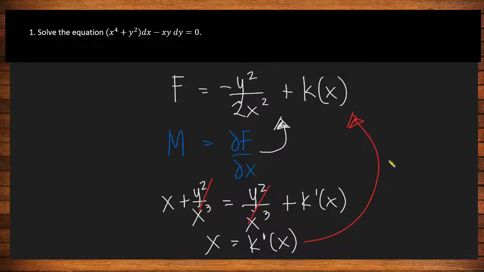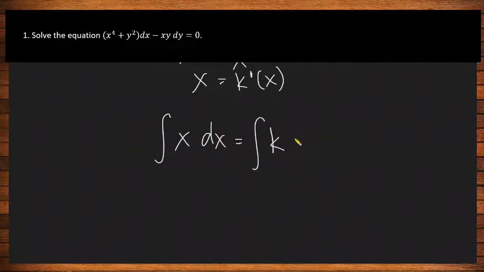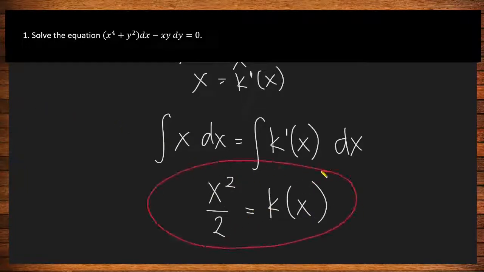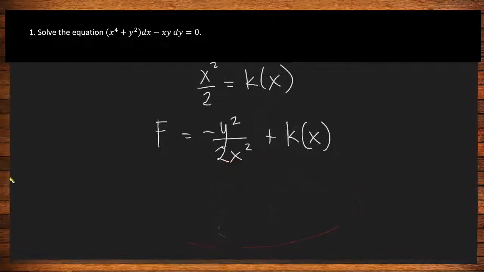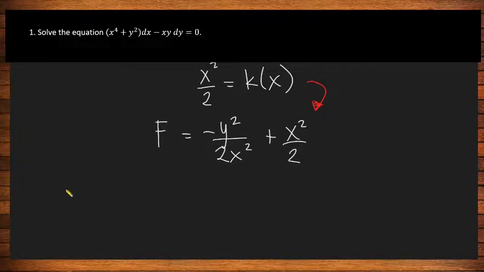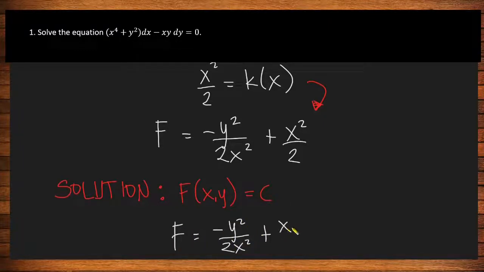Again, this is not equal to the k of x doon sa taas. To obtain the value of k of x, yung gagawin natin is we will integrate both sides of our equation here. So we will have x squared over 2 equal to k of x. So again, recall that the solution of an exact differential equation is given by f of x,y equal to c. Therefore, yung solution natin dito will be equal to negative y squared over 2x squared plus x squared over 2 equal to c.